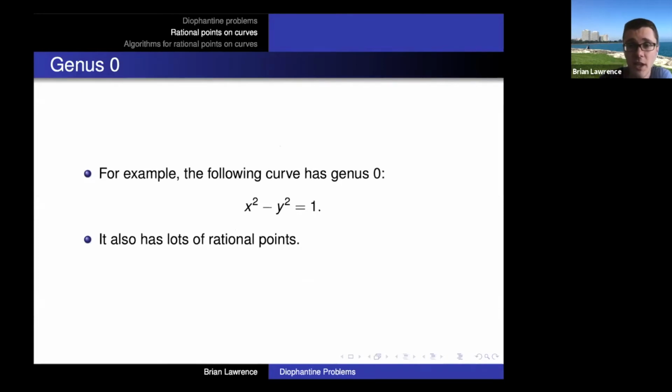So just as an example, the hyperbola that I gave before, this curve here, when you view it as a complex surface and you figure out what surface it is, it turns out this has genus 0. This equation defines in two-dimensional complex space over C a sphere missing, I believe, 2 points. And this equation has lots of rational solutions. That's typical for genus 0 curves. In genus 0, rational points are abundant.